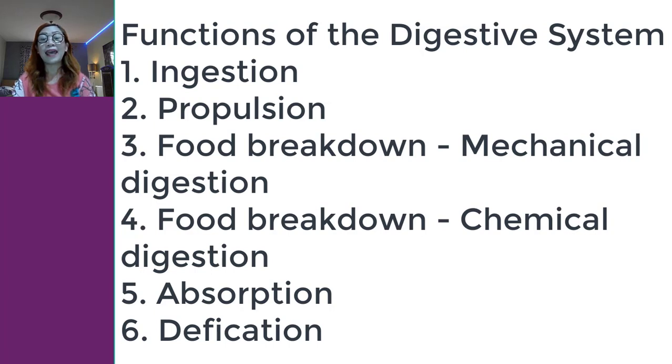Transport of digested end products from the lumen of the GI tract, or gastrointestinal tract, to the blood or lymph is absorption, and for absorption to happen, the digested foods must first enter the mucosal cells by active or passive transport processes. And the last function of the digestive system is defecation. Defecation is the elimination of the indigestible residues from the gastrointestinal tract via the anus in the form of feces. So those are all the functions of the digestive system.